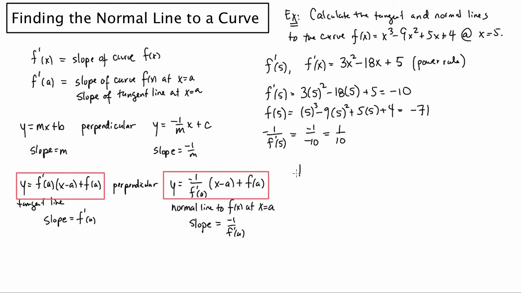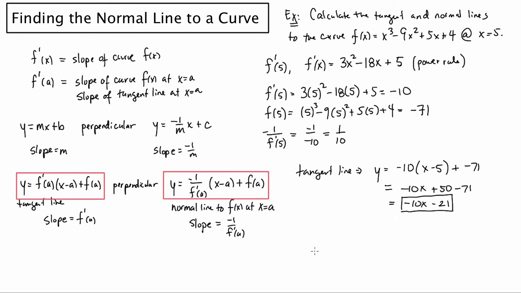So I have everything I need here. The tangent line to this curve is going to be y equals f prime of 5, which is negative 10, times x minus 5, plus f of 5, and f of 5 is negative 71. So just cleaning this up a little bit, this will be negative 10x plus 50 minus 71, or negative 10x minus 21. So there is my tangent line at the point 5.